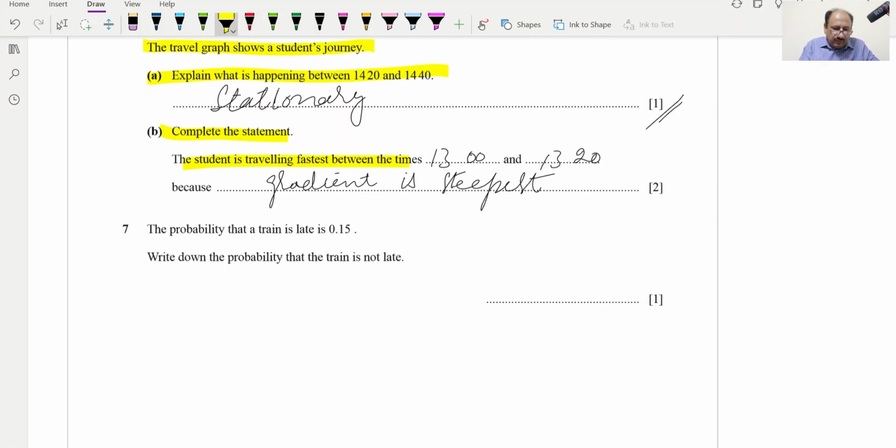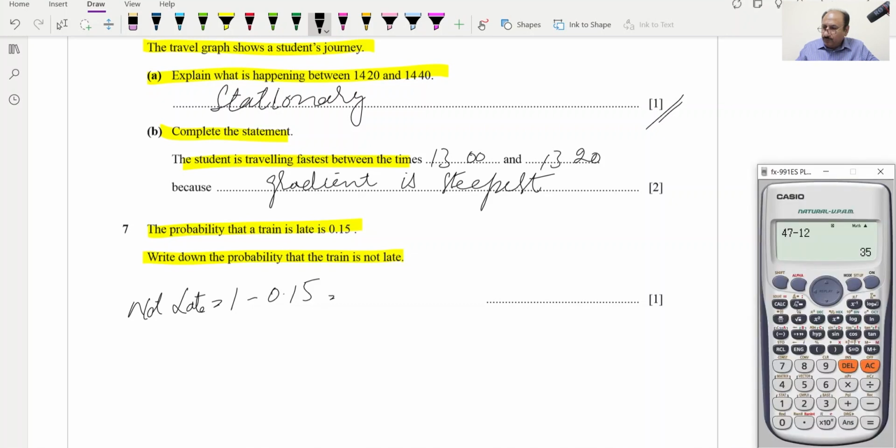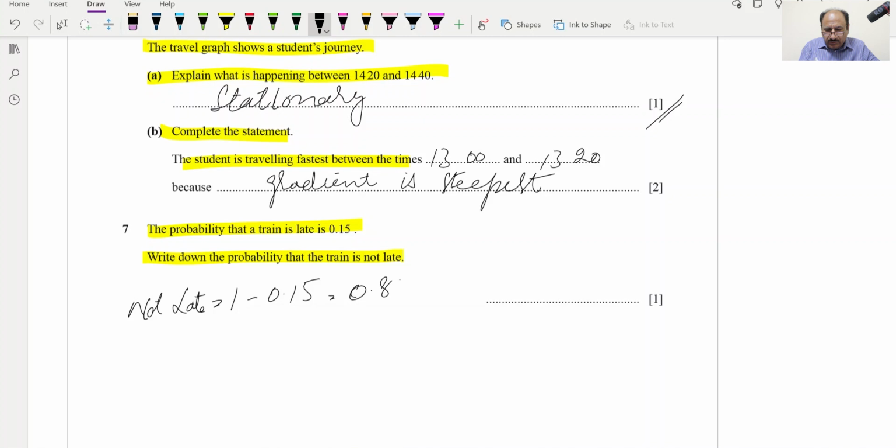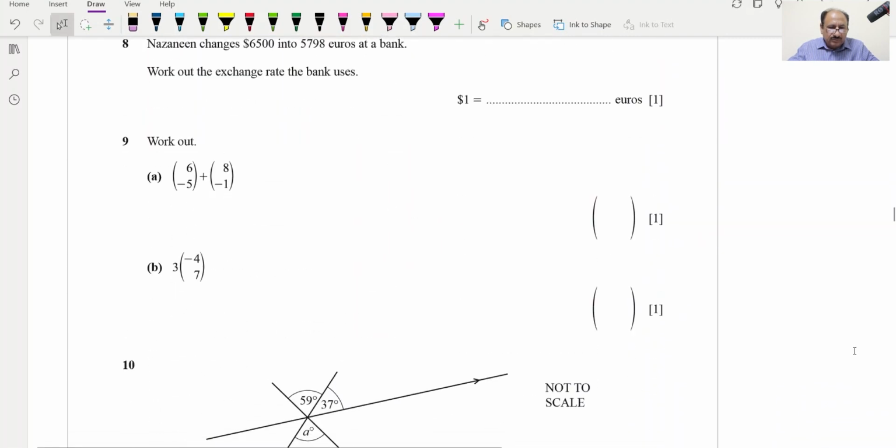And question number 7, the probability that train is late is 0.15. Write down the probability that the train is not late, and total probability is 1, so 1 minus 0.15. This will be for not late. Not late will be this one, and this is equal to 1 minus 0.15, and this is equal to 0.85. 0.85 will be our final answer. 1 mark part.